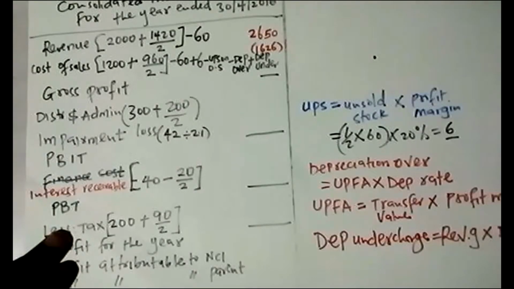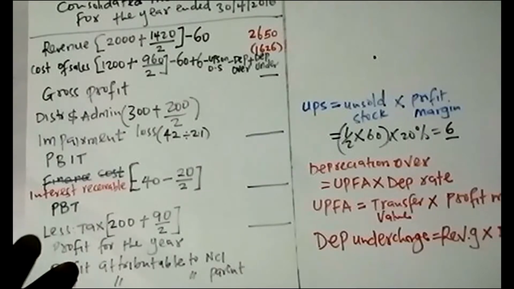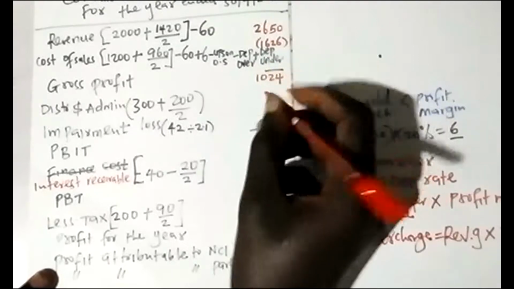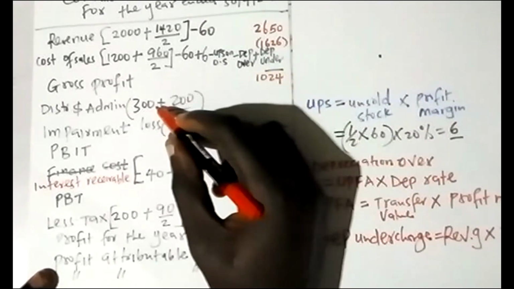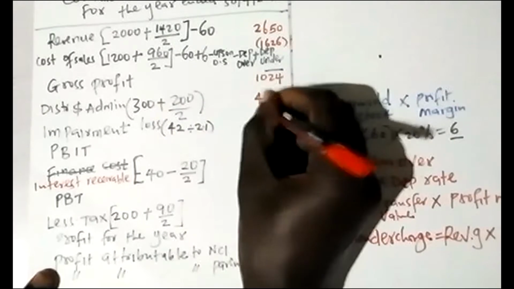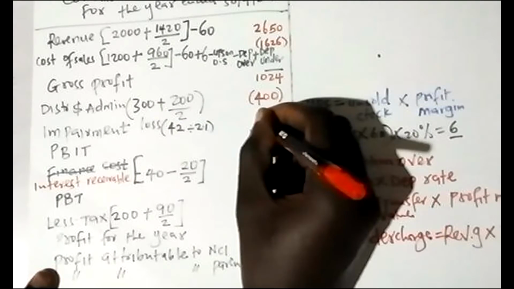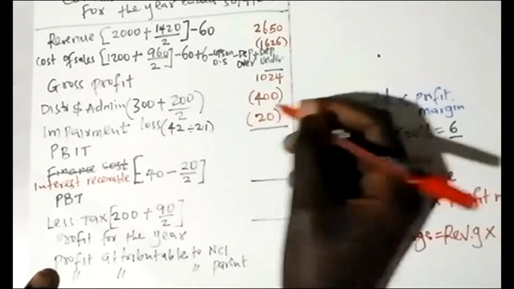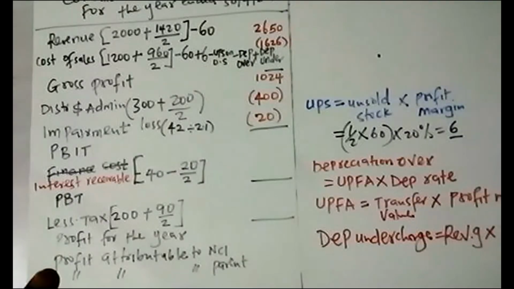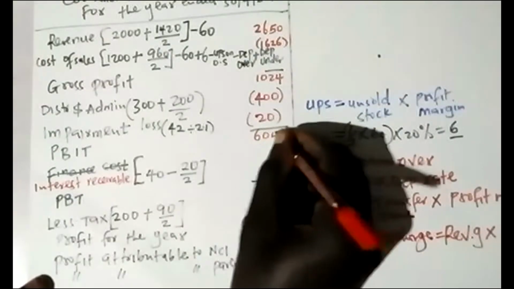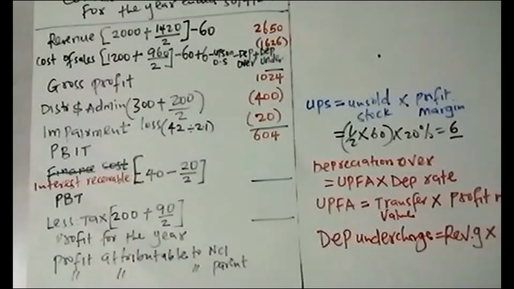So if I take the calc, I minus the answer, I'm getting 1024. And this is direct, because this is 100 plus 300, this is 400. Then this is 20, because that is 42 divided by 2.1. Then if I take 1024 minus 400 minus 20, that is 604. 604, that is profit before interest and tax.